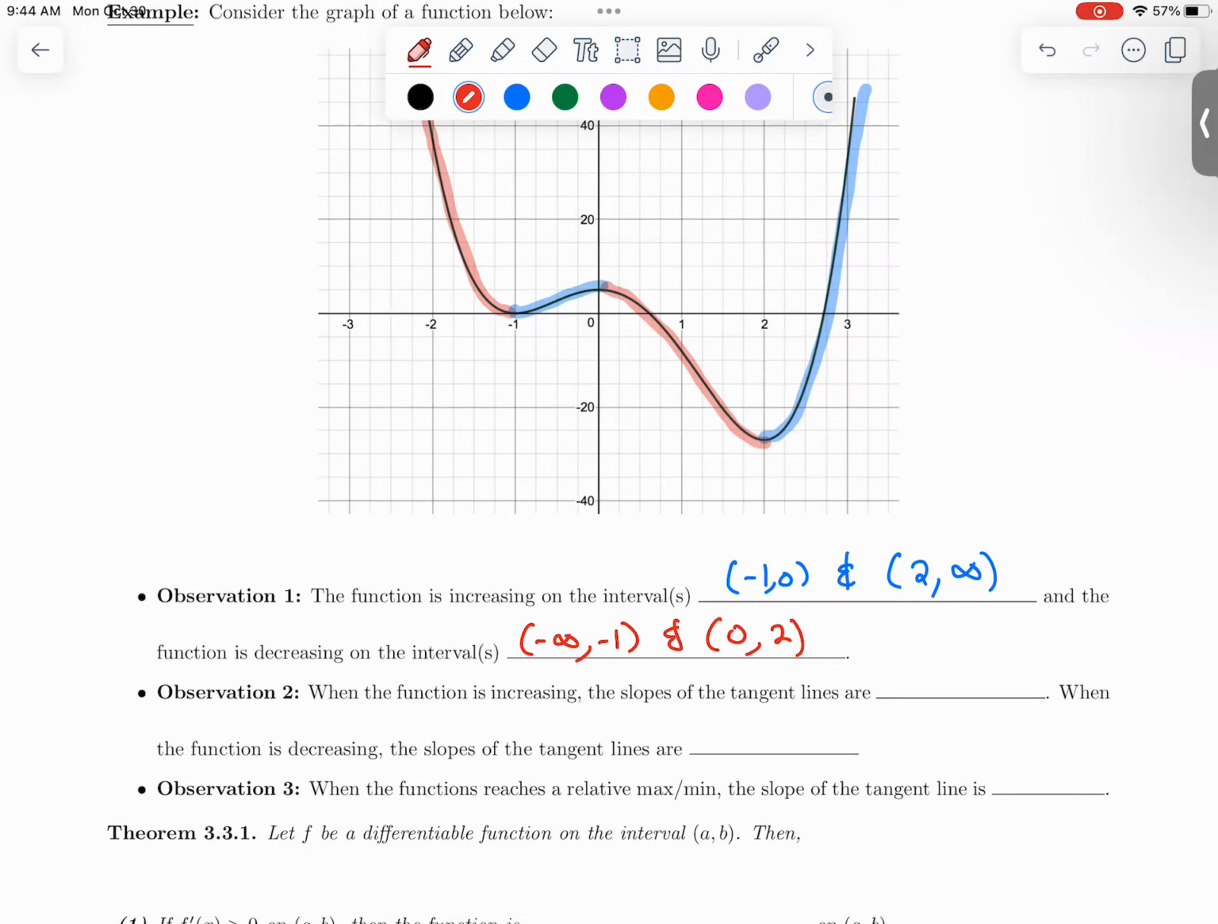So that's just a fact that we know. And then what we know about derivatives is that they represent the slopes of the tangent lines to the curve at those given values. And what we notice is that when the function is increasing, like on the blue sections, the tangent lines are positive. If I draw a tangent line here, positive slope. Draw a tangent line here, positive slope again.